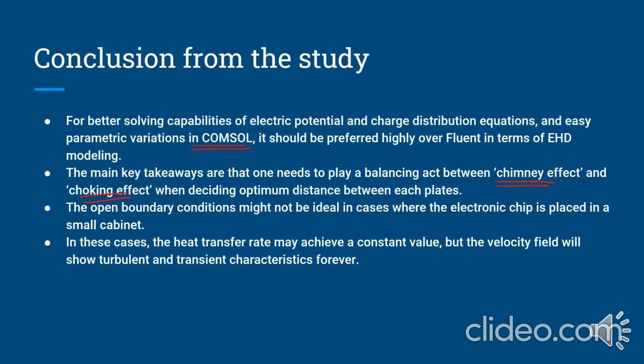Secondly, open boundary conditions might not be ideal in cases where the electronic chip is placed in a small cabinet. In this case, the heat will build up in the cabinet, and these kinds of open boundary conditions might give us overshooting in terms of cooling efficiencies.